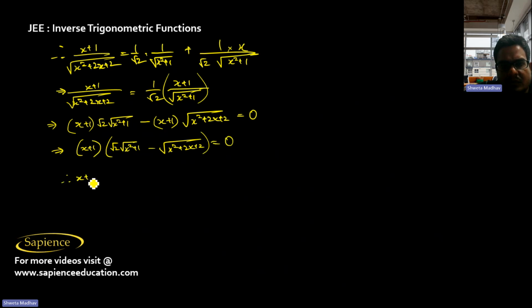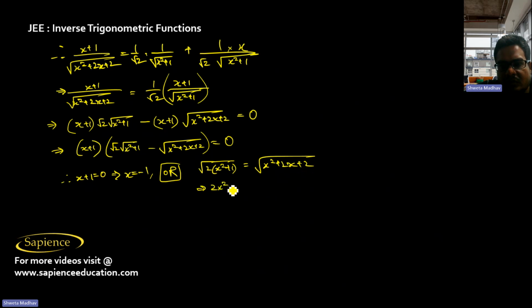So therefore x plus 1 will be equal to 0, it means x will be equal to minus 1, or root 2 into root x square plus 1 should be equal to root over x square plus 2x plus 2. Now if we square both sides, then we'll get 2 into x square plus 1, that should be equal to x square plus 2x plus 2. So 2 and 2 will get cancelled. So then x square minus 2x will be equal to 0. So x into x minus 2 will be equal to 0. So x will be either equal to 0 or 2.